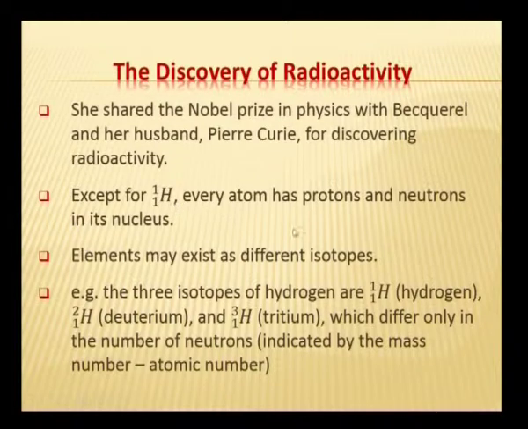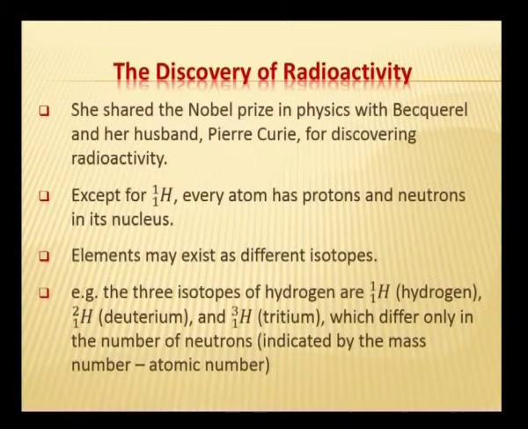Except for H, every atom has protons and neutrons in its nucleus. Hydrogen is the only element with but one proton, there are no neutrons. Elements may exist as different isotopes, that also you know. Hydrogen, deuterium. Deuterium means what? Again it is hydrogen containing 2 masses inside the nucleus. What are the two masses? One is the proton and the other the neutron.